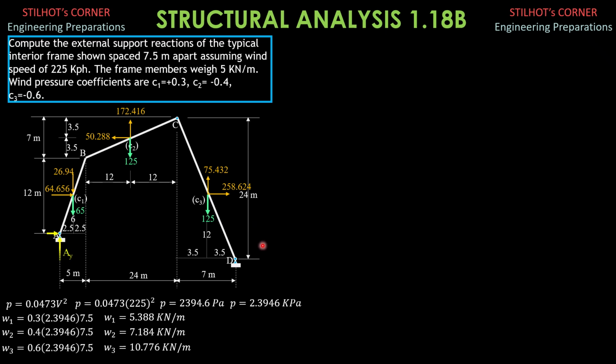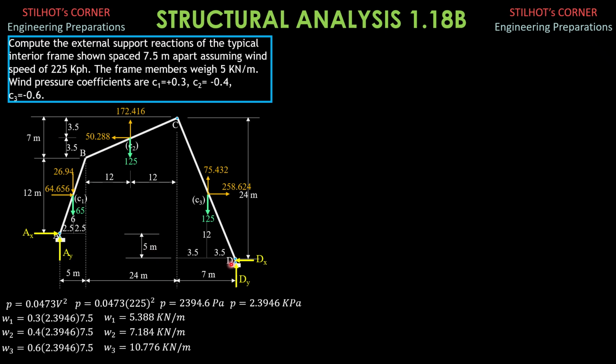Then we put the reactions. Let's assume the direction shown: AX rightward, AY upward, and at D, DX leftward and DY upward. So considering the entire system, summation of moments about D. By the way, the vertical distance between A and D is 24 meters minus 12 plus 7, 19, so 5 meters as shown.